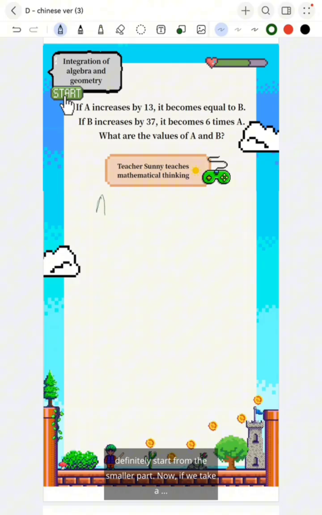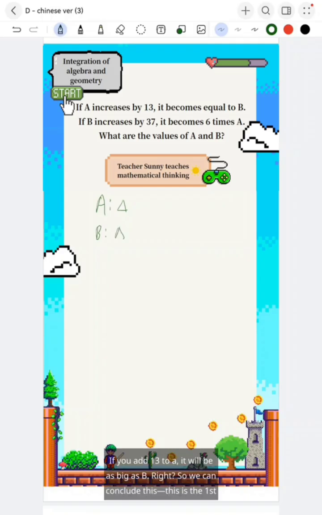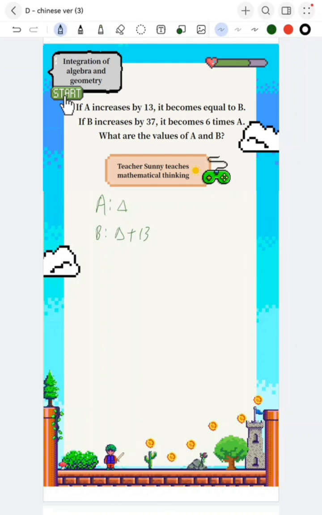Now, let's represent the number that A stands for with a triangle. So what about B? If you add 13 to A, it will be as big as B, right? So we can conclude that B is a triangle plus 13. This is the first thing we need to figure out, and it comes from the information given in the problem.